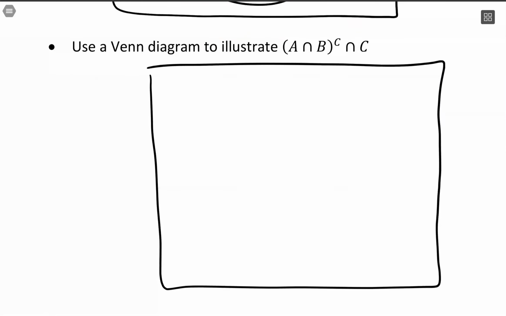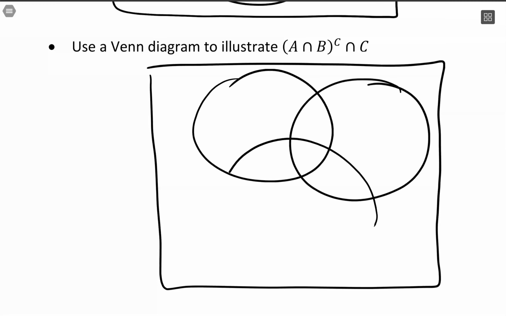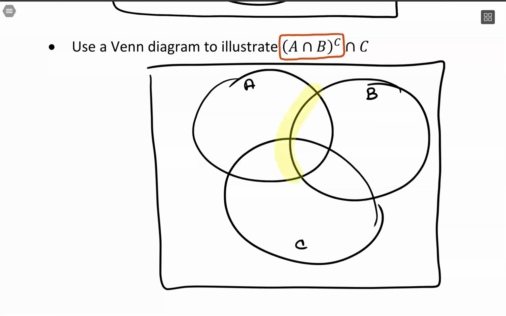Alright, with this last one here, I have my 3 circles. Alright, A, B, and C. So again, just reading left to right, I want to think about, okay, where do A and B intersect? And I want not that. So A and B, the intersection is here, and I want everything outside of that.